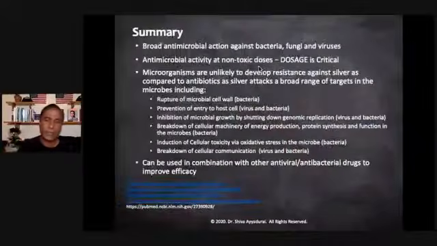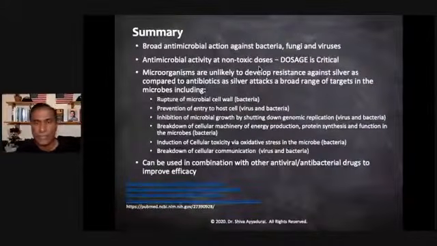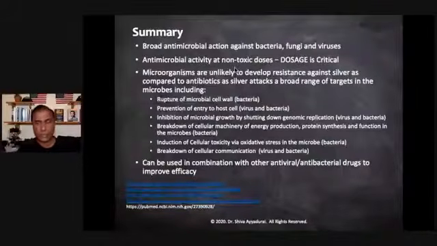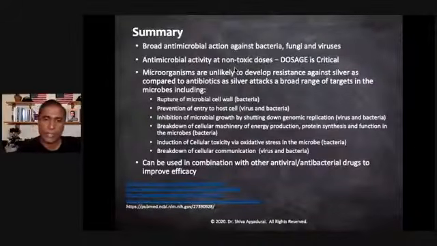So in summary, what we have is that silver has a broad antimicrobial effect against bacteria, fungi and viruses. Now, with antimicrobial activity, we have to remember dosage is critical. And this is something that I think, as research is going, we need to focus on. How much is what's important? Too much can be toxic, but these are low dosages. So the idea is low dosages. And in summary, microorganisms, viruses or bacteria, are unlikely to develop resistance against silver as compared to antibiotics because silver acts on a broad range.